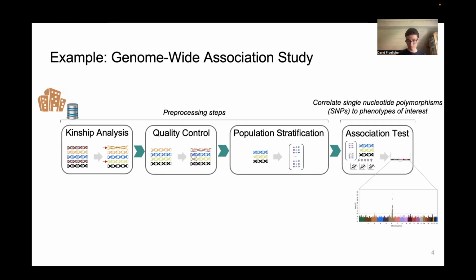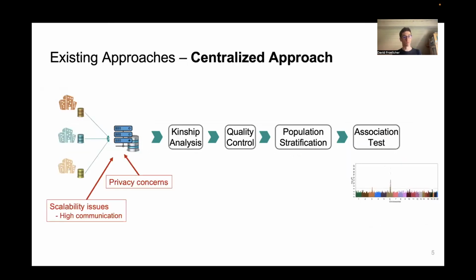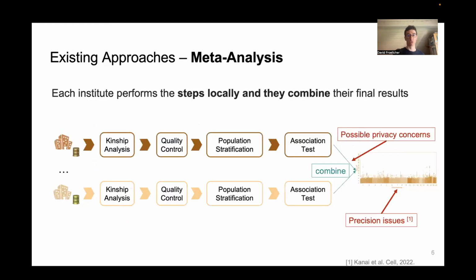and the phenotype. In order to do this, one approach is for the institutes to all transfer their data to a computation party, which can then perform the study on the collected data. However, there are some scalability issues due to the fact that all data have to be transferred to this entity. And there are, of course, privacy concerns, again, due to this transfer of very sensitive data outside of the data owners or the institutes. In order to avoid this, meta-analysis approaches have been proposed.